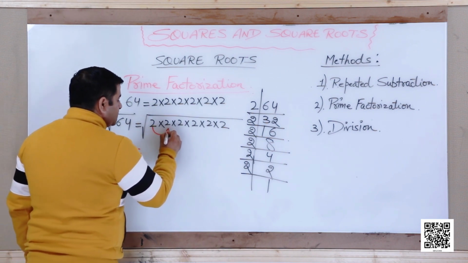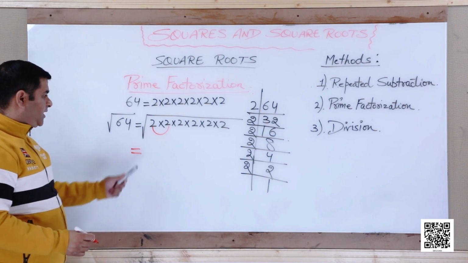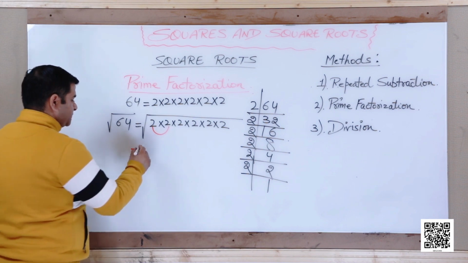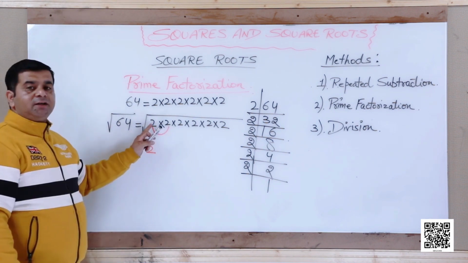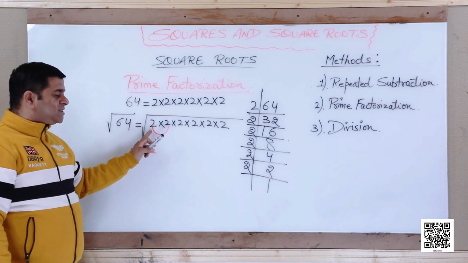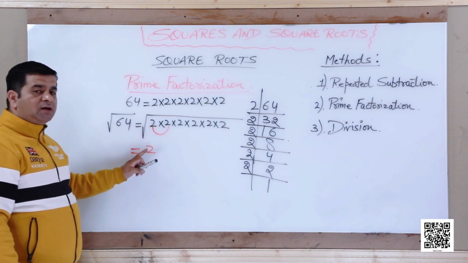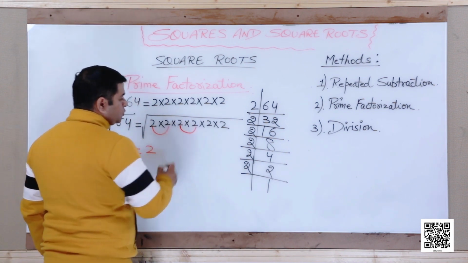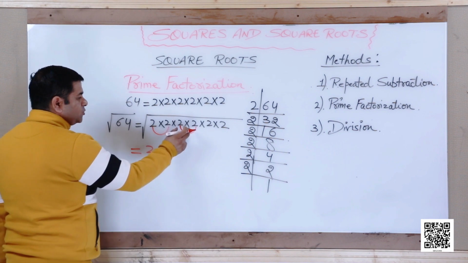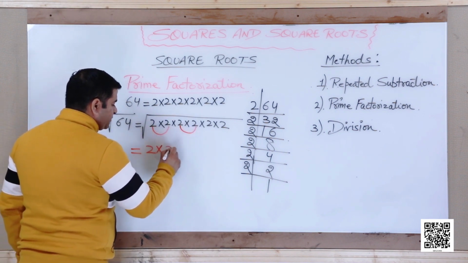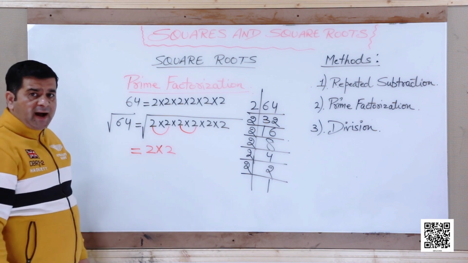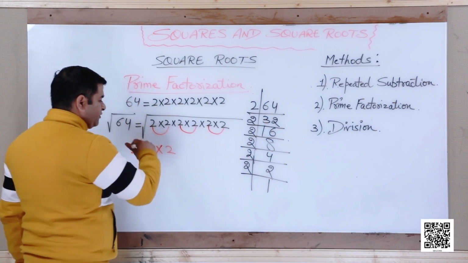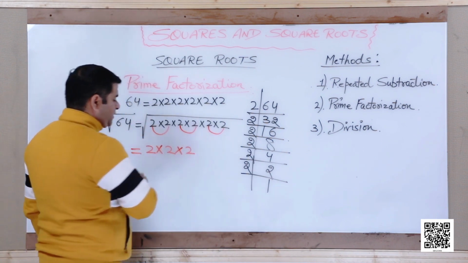Out of these 2's, that is one pair, we take out one 2 out of this root, like this. We had two 2's here. Out of these 2's, we take out one out of the root. Similarly, there are two 2's here. Out of these 2's, we take out one which multiplies with this one, and out of this pair of 2's, we take out one and write it here.